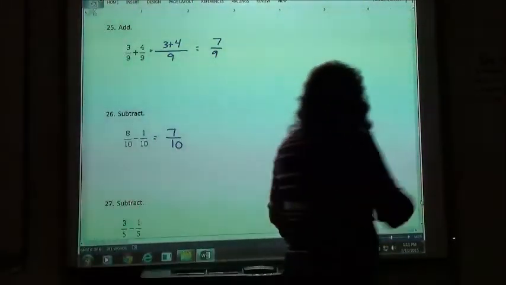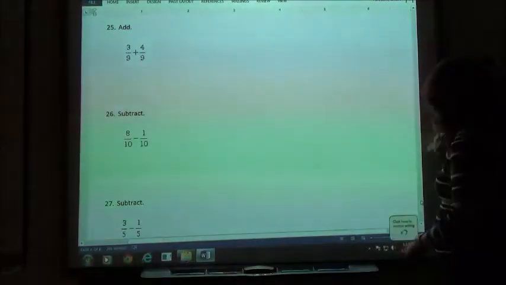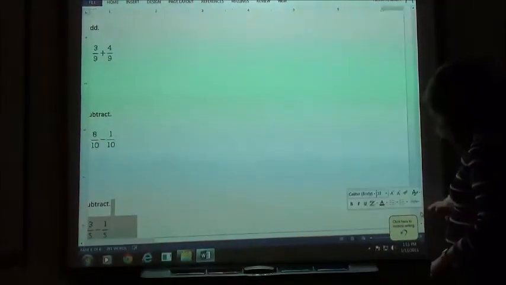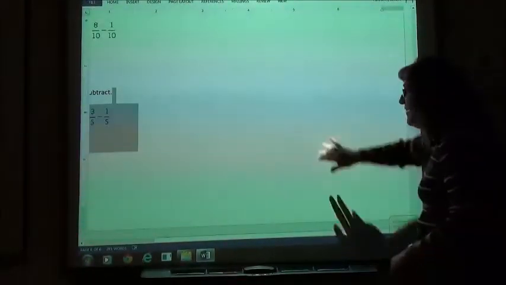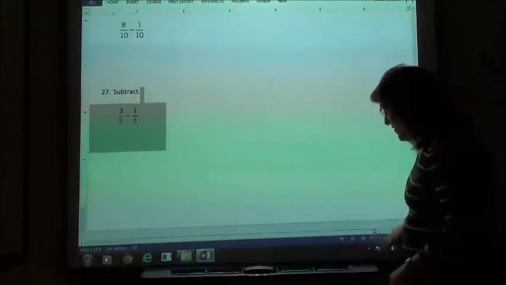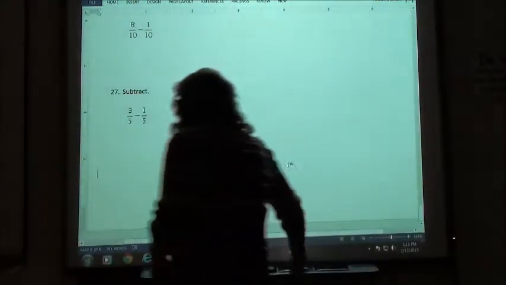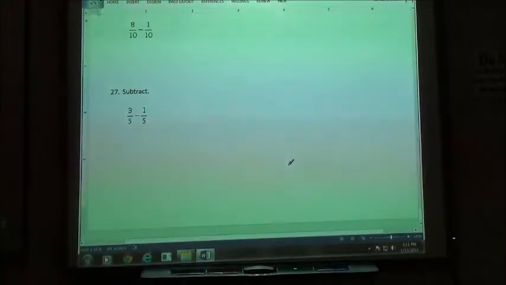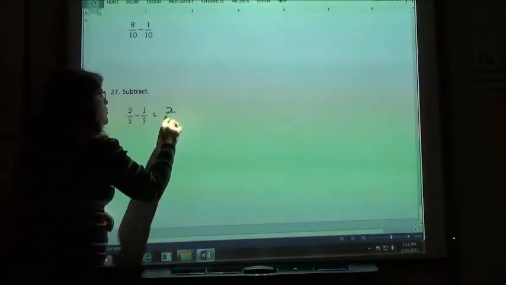Number 27. Where'd my little slider go? There it is. Oh, come on. Oh, it moved every direction. 3/5 minus 1/5 is 2/5.